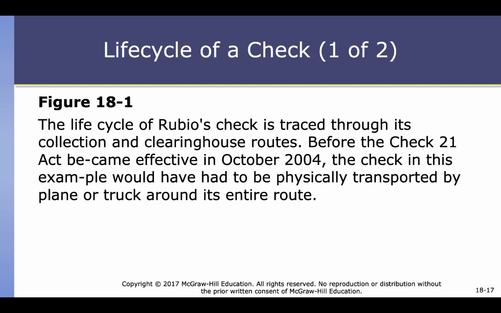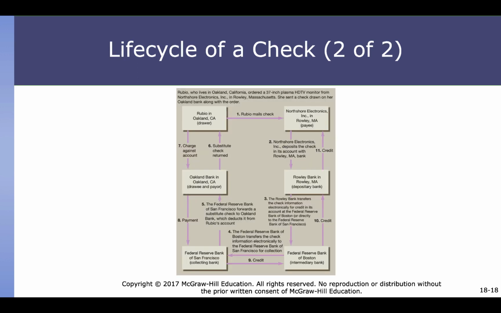All right, and this next slide after this one is going to show you the life cycle of a check. And this is talking about an example in your book, but a person named Rubio, his check is traced through its collection and clearinghouse routes. And it is right here. So first, Rubio is in Oakland, California. He ordered a 37-inch plasma HD TV monitor from a company in Massachusetts. And she sent a check drawn on her Oakland bank along with the order. So she mails the check to the electronic company.